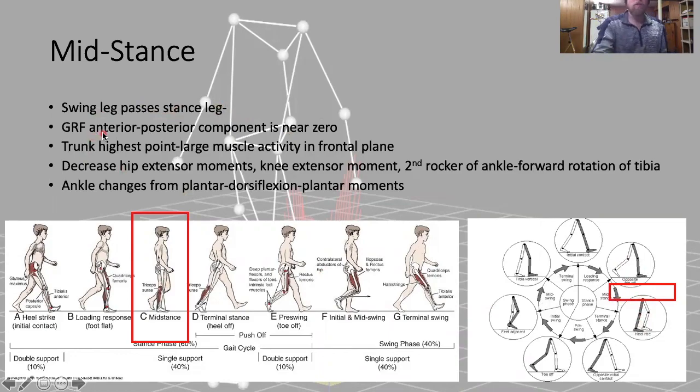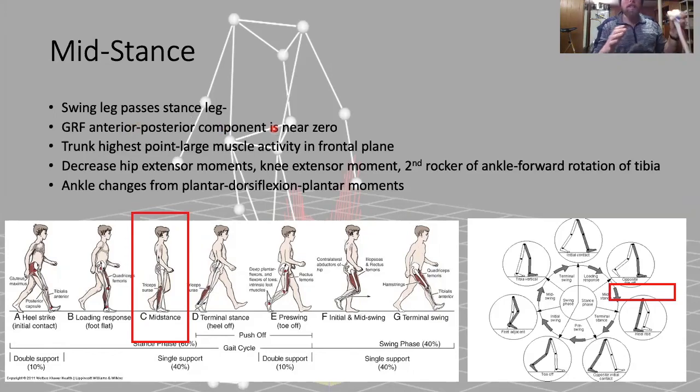Ground reaction force anterior posterior component is near zero. What does that mean? That means that the foot is pretty much equally balanced. So the tibia and the fibula and the body weight is equally balanced straight through the foot. There's no more weight on the front of the foot than there is on the back of the foot. It's equally distributed straight down.